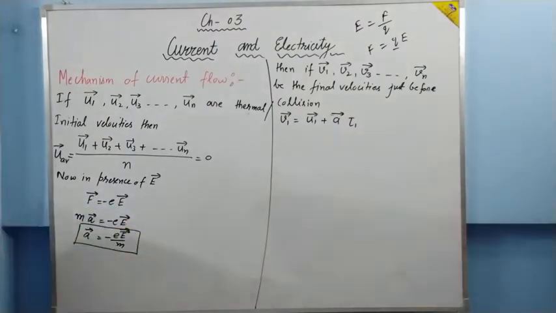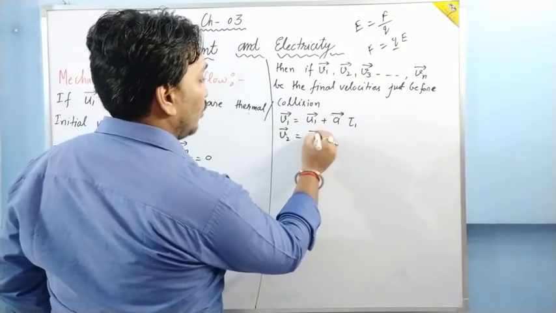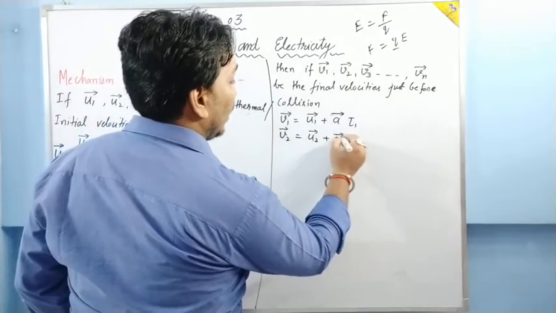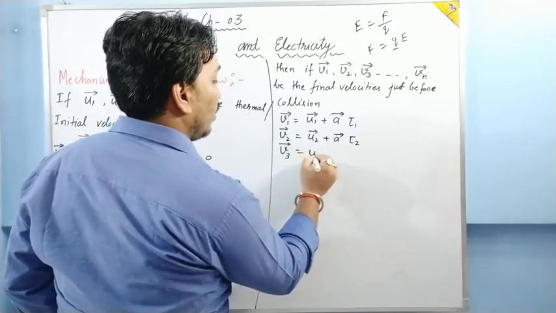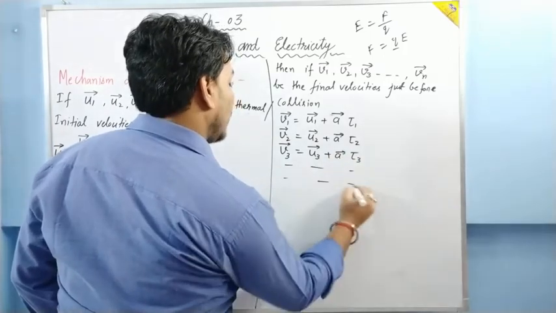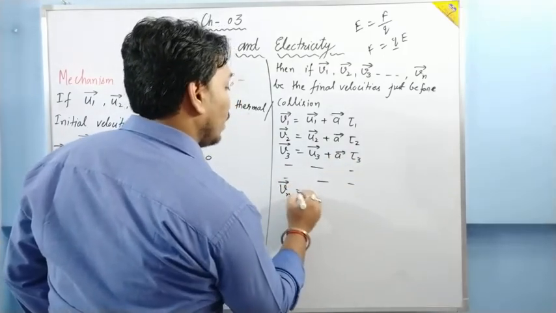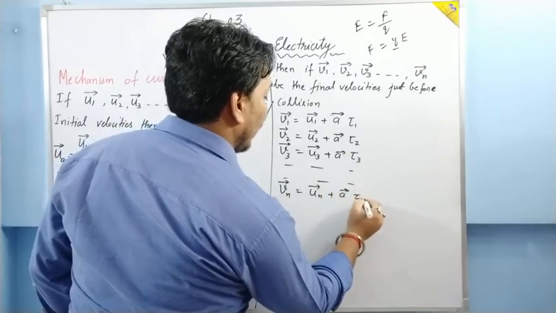I am using the first equation of motion, v is equal to u plus at. For the second we have v2 vector is equal to u2 vector plus a vector into tau 2. In the same manner, v3 vector will be u3 vector plus a vector into tau 3. This process will go on for nth also. We get vn vector equal to un vector plus a vector into tau n.